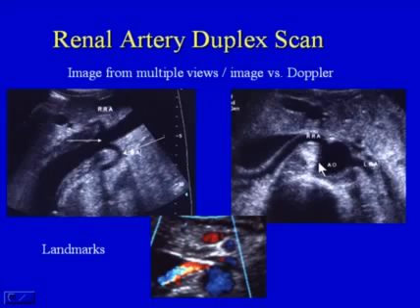Here's the anterior approach from the same patient. Again, the right renal artery, 90-degree Doppler angles, but the left renal artery actually, due to its course, provides rather nice Doppler angles. So this needs to be assessed individually for each patient.